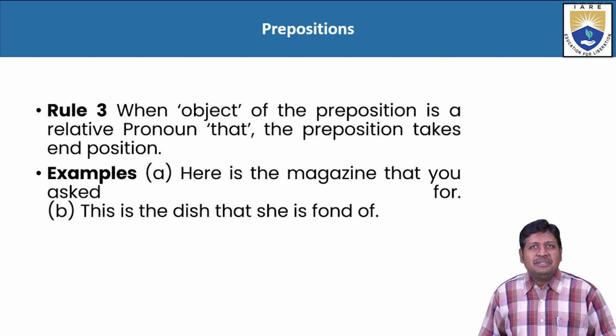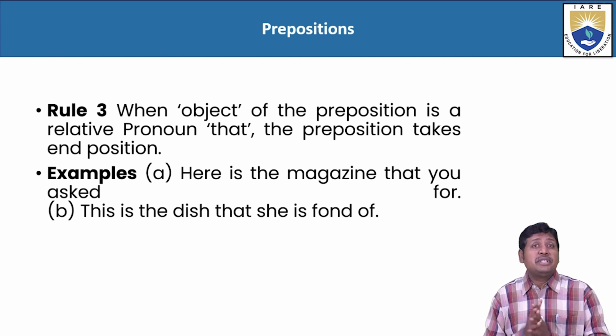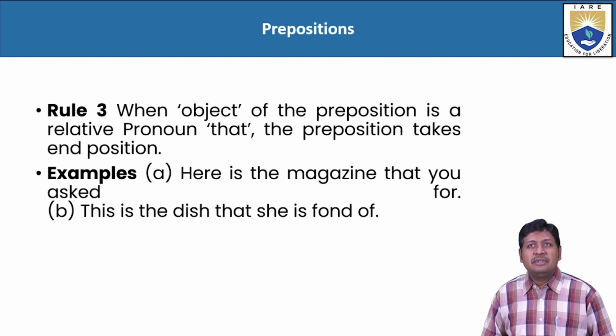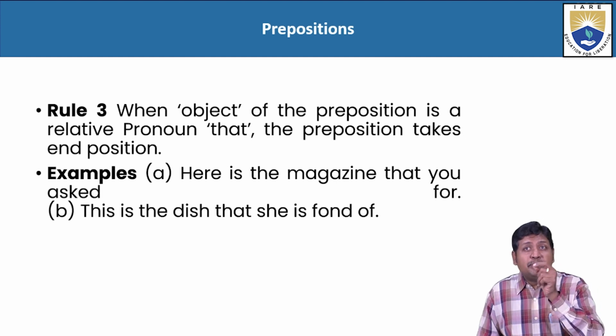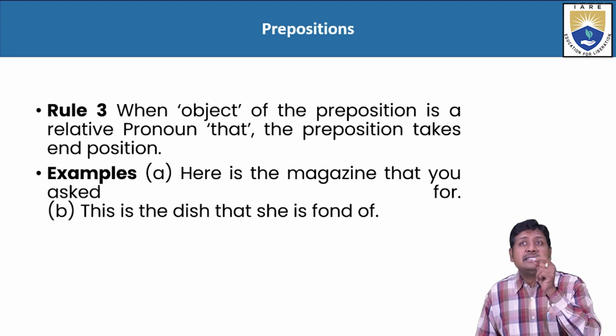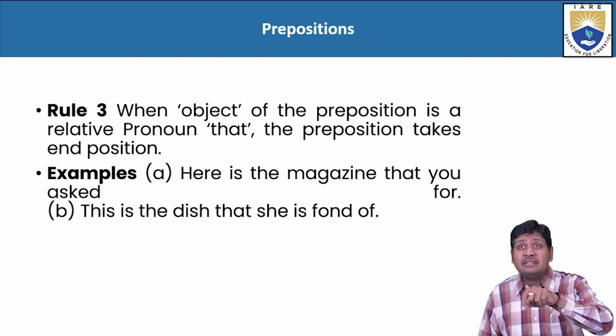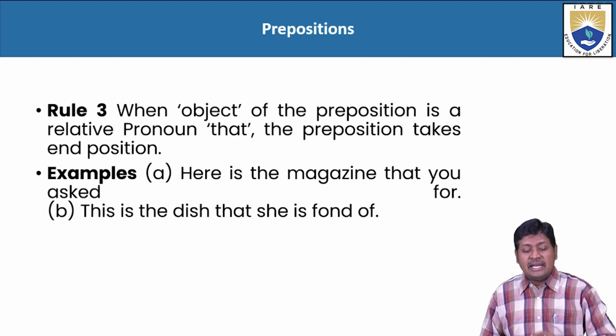Next one in our discussion, when the object of the preposition is a relative pronoun, the preposition takes end position. What is this object of the preposition? Here is the magazine that you asked for. Now, the object of the preposition here is the magazine that you asked for. So the preposition takes end position. The preposition here is for.